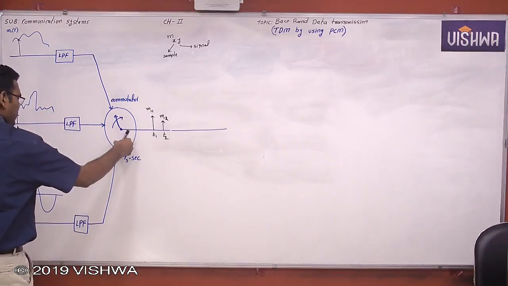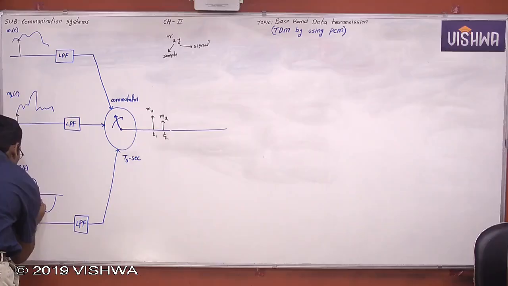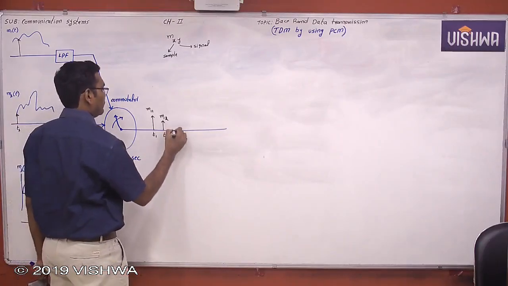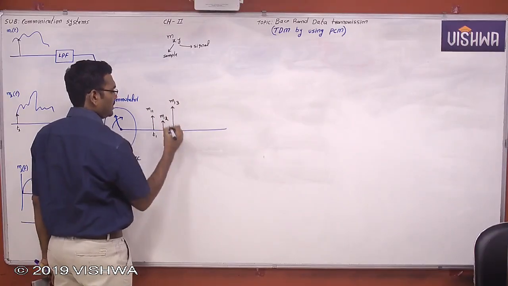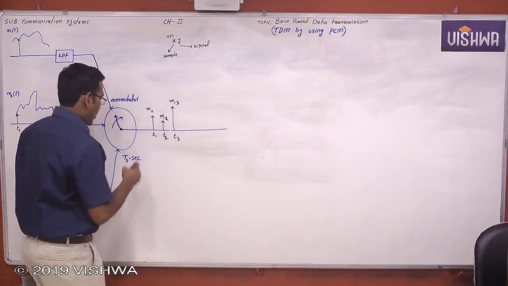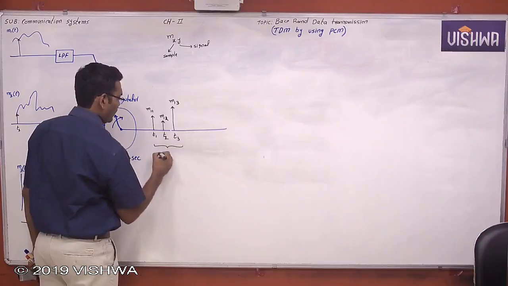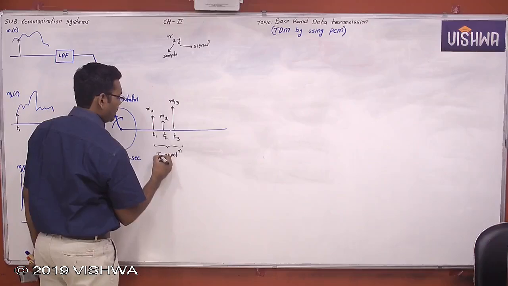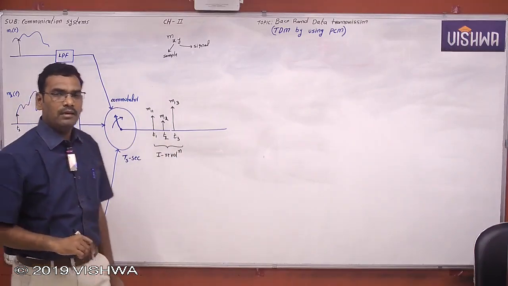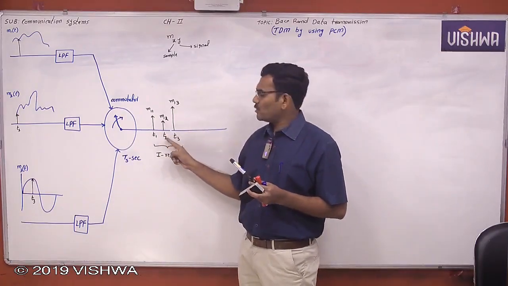Now at t3 seconds, the commutator switches at this particular position, and collects the first sample of the third message signal. Now one revolution is completed. This is the first revolution. How much time does it take in the first revolution? Ts seconds. Okay. Now this is the way the commutator will collect the samples based on the corresponding time slots.